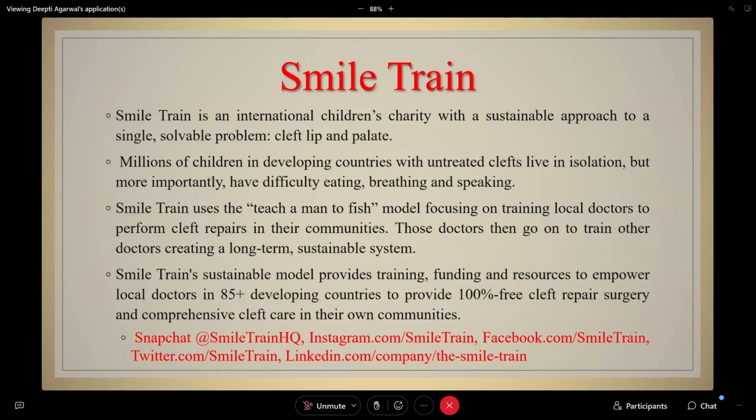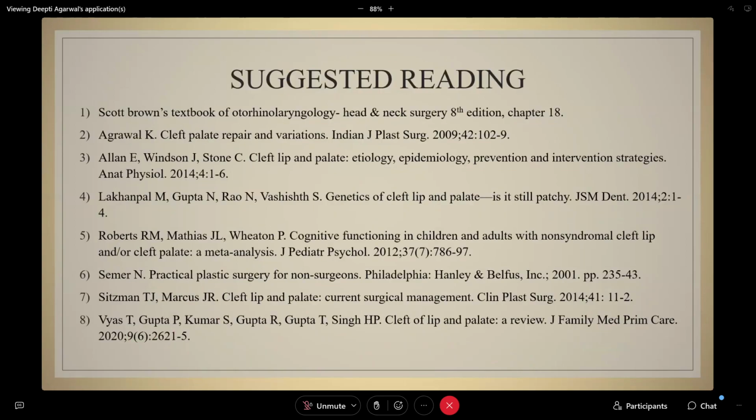These are the social media handles of Smile Train. These are the suggested reading. You can have a broad plastic surgery textbook, and people who are more interested in repair details can go for this chapter. And for a basic reading, you have to read Scott Brown's chapter 18.